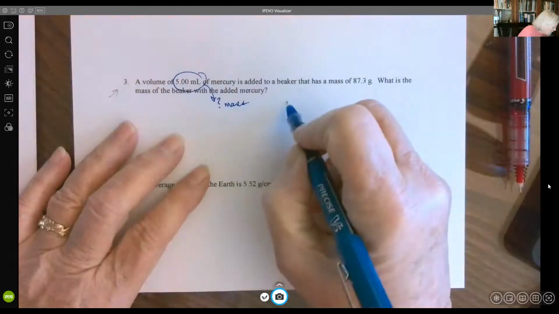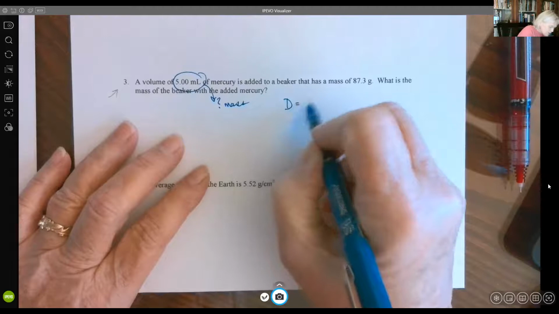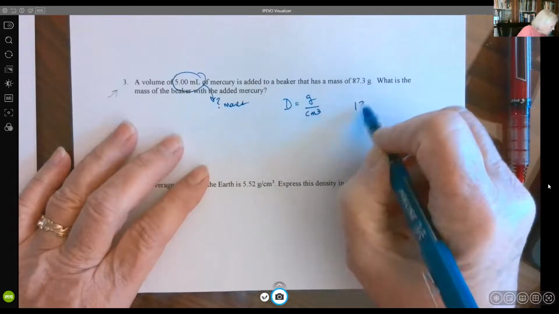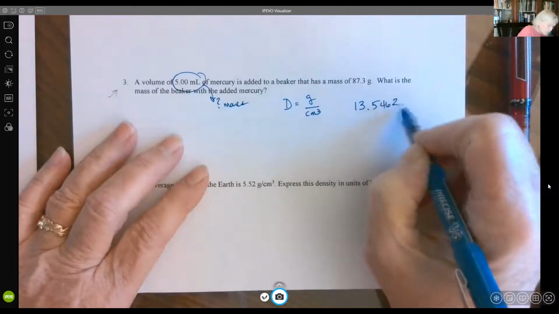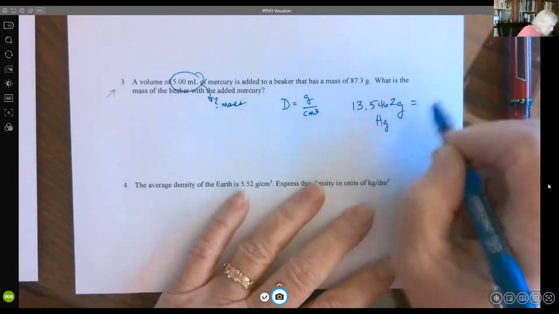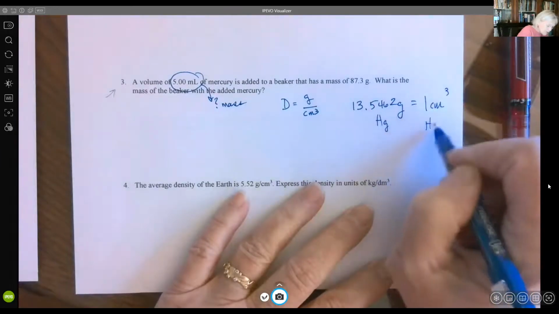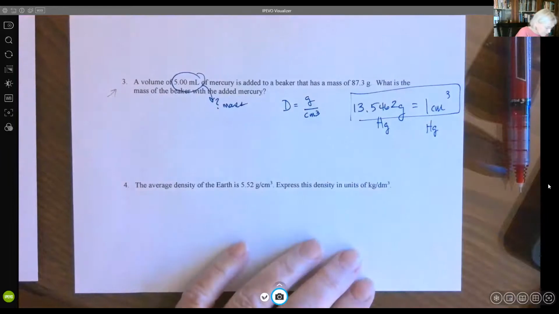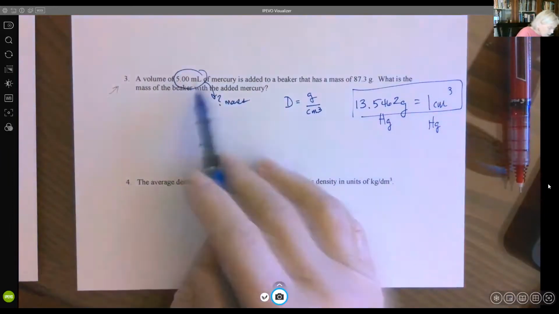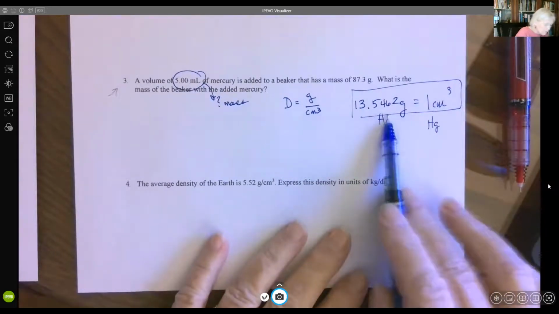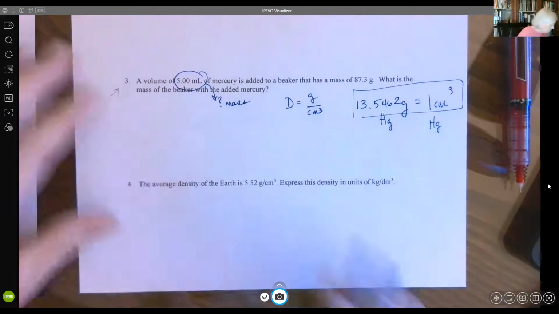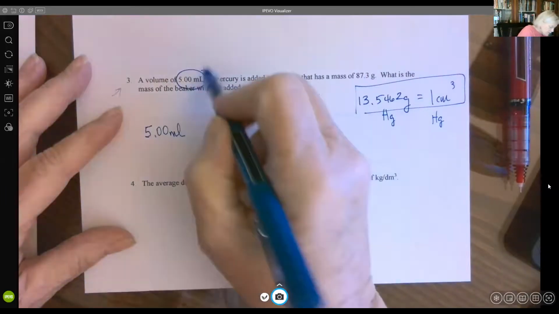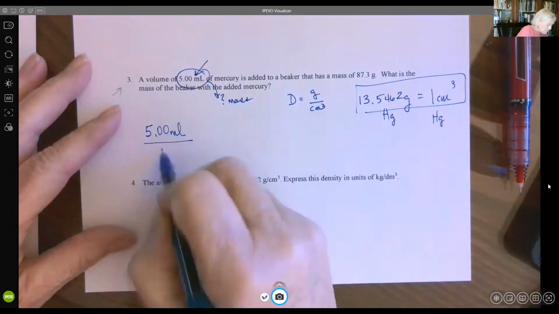Density is actually an equality. If density is grams per centimeter cubed, it's really like saying for mercury, 13.5462 grams of mercury equals 1 centimeter cubed of mercury. Hg is the symbol for mercury, Hg. So you see, density is an equality. So what I have in this problem is a simple number and a more complex number, which is grams per cubic centimeter. Always start with the simple number. So if you start with 5.00 mils of mercury, start with that number. You'll be off to the right foot.